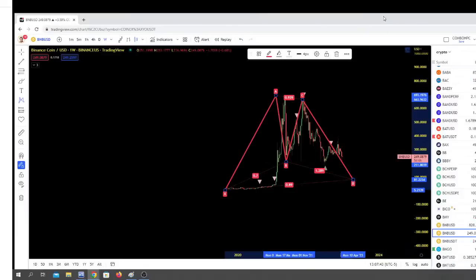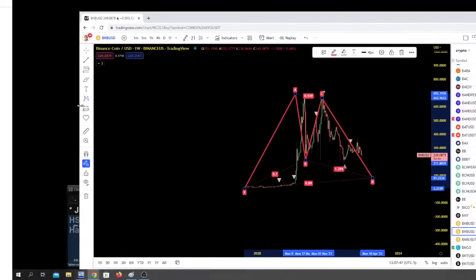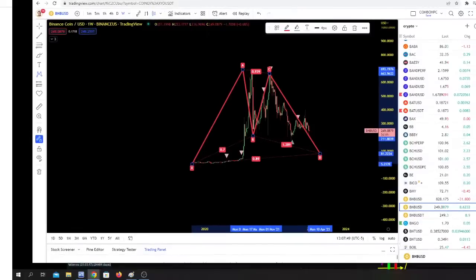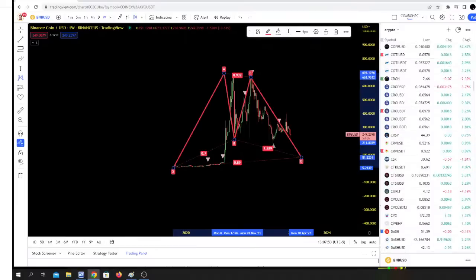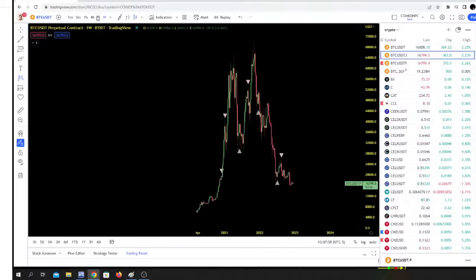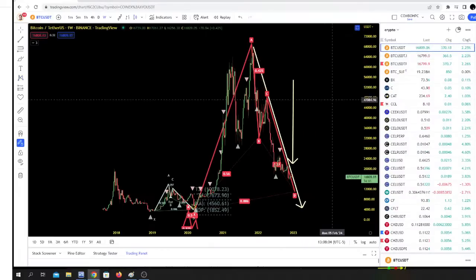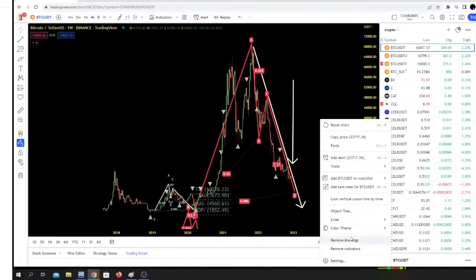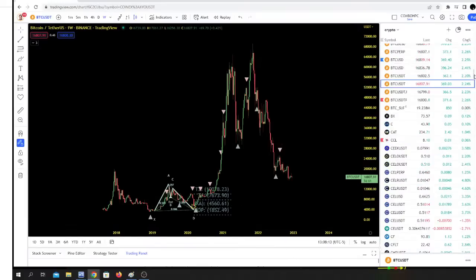Number 3, Bitcoin. Hold on, let me fix this. Bitcoin, same type of deal. I talked about why I think you need to form a pattern. I want to see a big pattern develop like you have on a lot of these other crypto and then go sideways for a while.